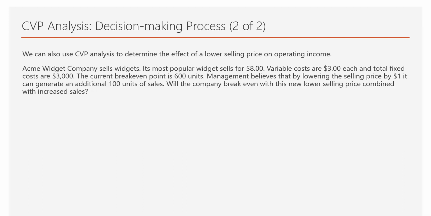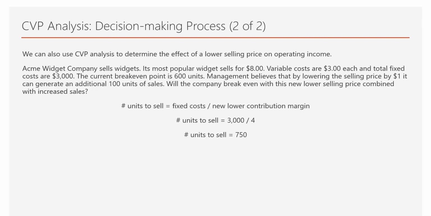So let's take a look at Acme Widget Company again. Acme Widget Company sells widgets, and its most popular widget sells for $8. Variable costs are $3 each, and total fixed costs are $3,000. The current break-even point is 600 units. Management believes that by lowering the selling price by $1, it can generate an additional 100 units of sales. Will the company break even with this new lower selling price combined with increased sales? Let's take a look here.